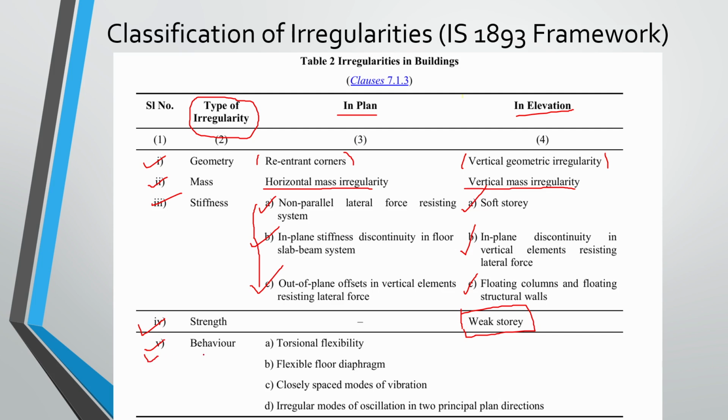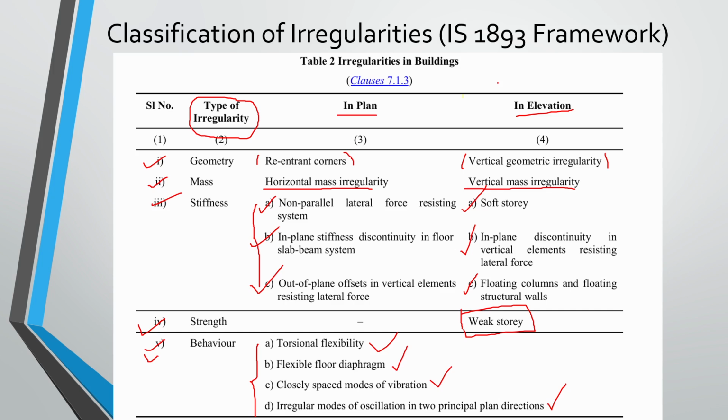The last one is behavior. Behavior we have categorized into 4 types: torsional flexibility, flexible floor diaphragm, closely spaced modes of vibration, and the final one, irregular modes of oscillation in 2 principal plan directions. So this is the overall picture of the irregularities. Irregularities are of 5 types, and they are divided into in-plan irregularities and in-elevation irregularities.